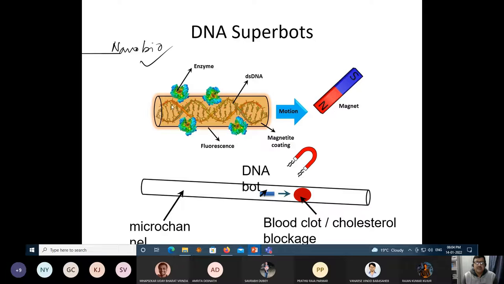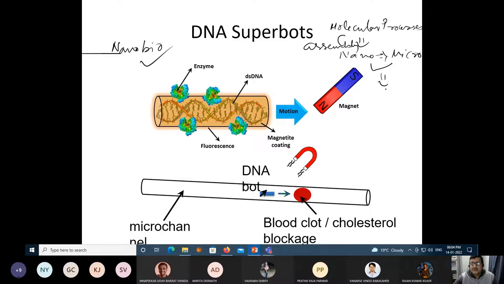What do we mean by nanobio? Most biological processes are, as the hallmark of a biological process, molecular processes. And what is the difference between a molecular process and nano or micro? A molecular assembly leads to nano, and a nano assembly leads to micro.